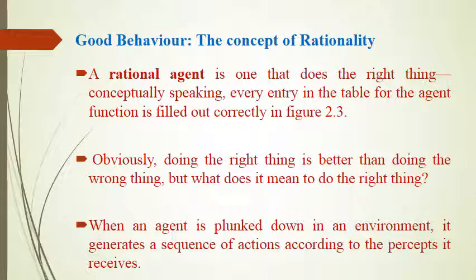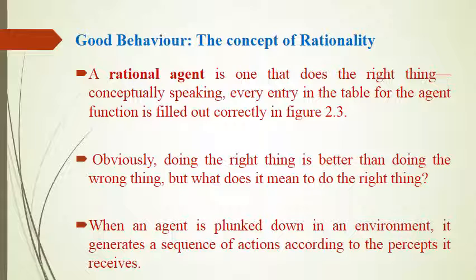So what is a good behavior? We will explain in the sense of the concept of rationality. A rational agent is one that does the right thing. Conceptually speaking, every entry in the table for the agent function is filled out correctly in the previous figure. Obviously, doing the right thing is better than doing the wrong thing. But what does it mean to do the right thing?